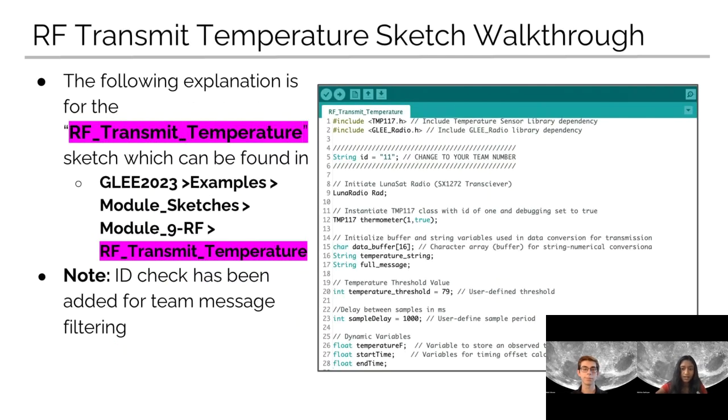Switching out of RF receive, how would we code our RF transmit temperature sketch? So our RF transmit temperature sketch can be found in the same place as the previous two sketches. And once again, we have an ID check. So you'll want to make sure that the ID variable has the same value as the ID in the other sketches.